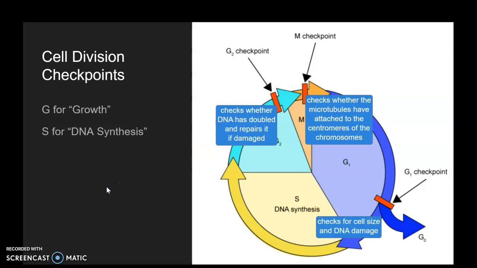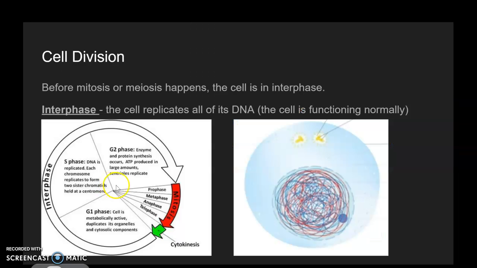So G is for growth and S is for synthesis, meaning just to make or to build. So G1 is like the first growth phase, and then it goes into this DNA synthesis phase, and then G2 is the second growth phase.